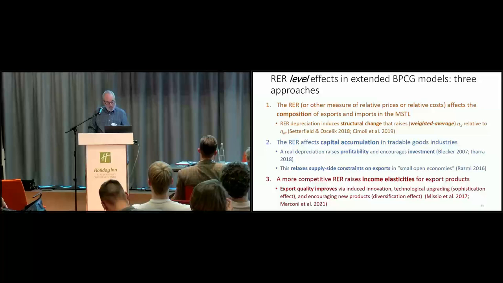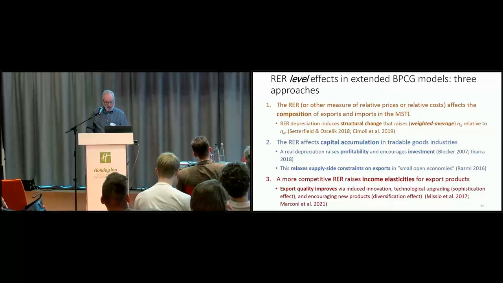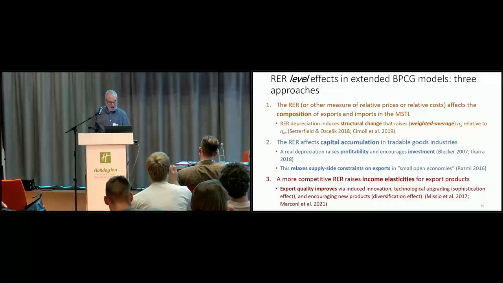A third possibility, found in some work by Missio et al. 2017, Marconi et al. 2021, the latter is an empirical paper, is that a more competitive real exchange rate, a depreciated real exchange rate, could actually raise the income elasticities for export products. Not just shift the weights, but actually raise the income elasticities themselves if they improve export quality in various dimensions, like increasing innovation, technological upgrading. They call that the sophistication effects, and they also have a diversification effect, encouraging the development of new products.